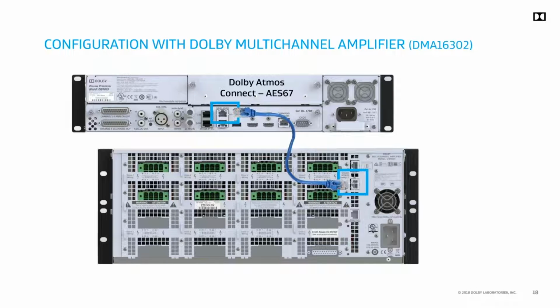So here's an example. It's a very simple connection. You would go to the Dolby Atmos Connect out, and you connect your Cat6 cable to the in of the DMA or DAC3202.